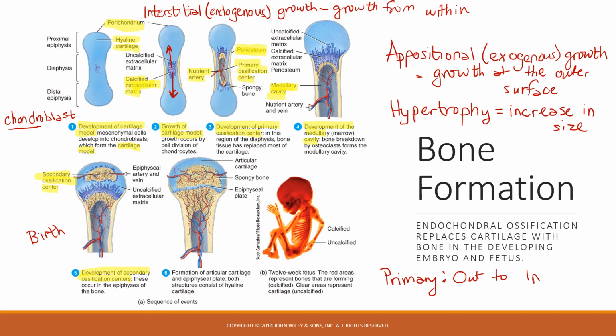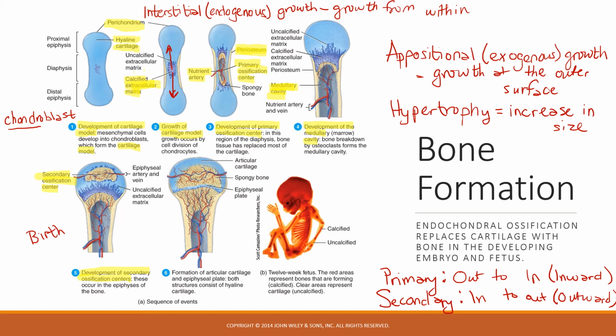So in contrast to primary ossification, secondary ossification proceeds outward from the center of the epiphysis toward the outer surface of the bone. So this is when we're starting in and we're going outward. So this is going to be inward growth in the primary ossification center and outward growth in the secondary ossification center.